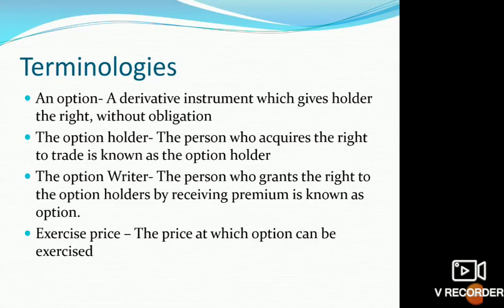So let's see some of the terminology. An option is a derivative instrument which gives the holder the right. So in an option, the holder has the right and the option writer has the obligation. The option holder, the person who acquires the right to trade, is known as the option holder. The option writer is a person who grants the right to the option holder by receiving a premium. A person who receives the premium and grants the right to the holder is known as the option writer. Then exercise price: the price at which the option can be exercised.